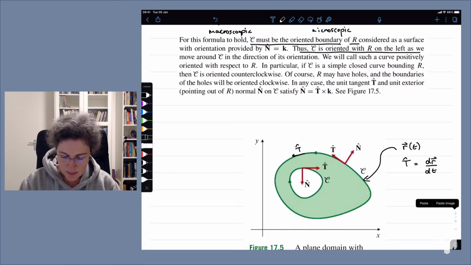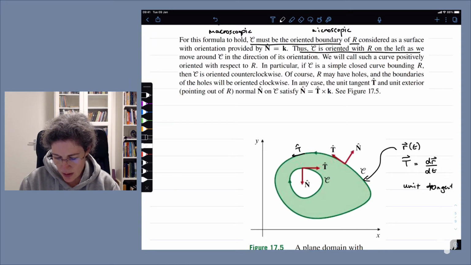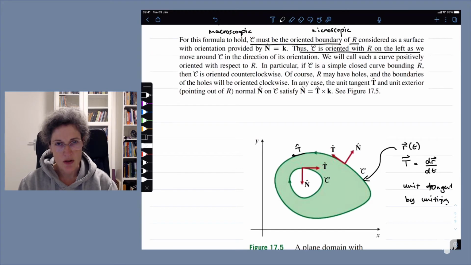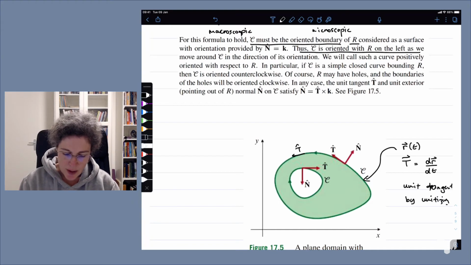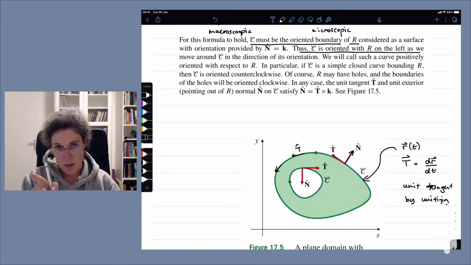So let's do it like this. I have a tangent vector there, and we'll get a unit tangent by, let's call it unitizing. Okay, so we're going to need that in a moment. So we've got our unit tangent vector wherever we are, and we can also think about our unit normal pointing out.